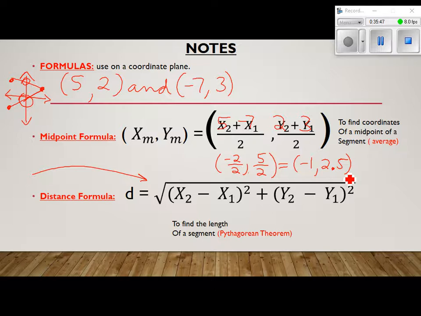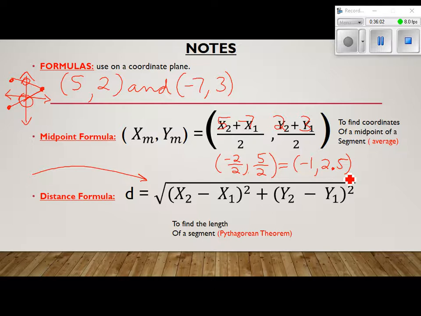Distance formula is a little harder, it looks a little more difficult. Again, these subscripts don't mean anything. The 2 and the 1 just tell you that you have 2 different x's and 2 different y's. These numbers do mean something. They tell you that you have to square your answer when you get it.